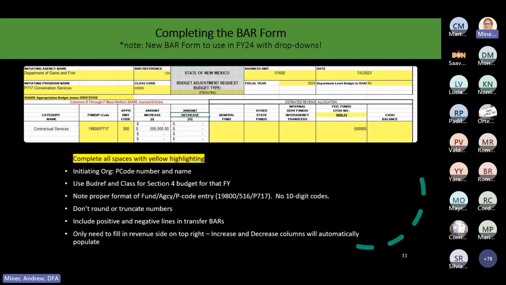Also on this form, don't round or truncate numbers, just use the full numbers. Make sure you include your positive and negative lines in the transfer bar. And then, like I said, you'll need to fill in the revenue side there on the top right, because it'll auto-populate into the increase and decrease columns.